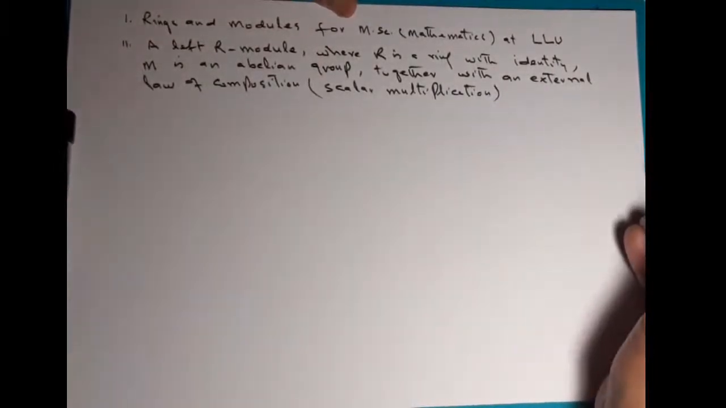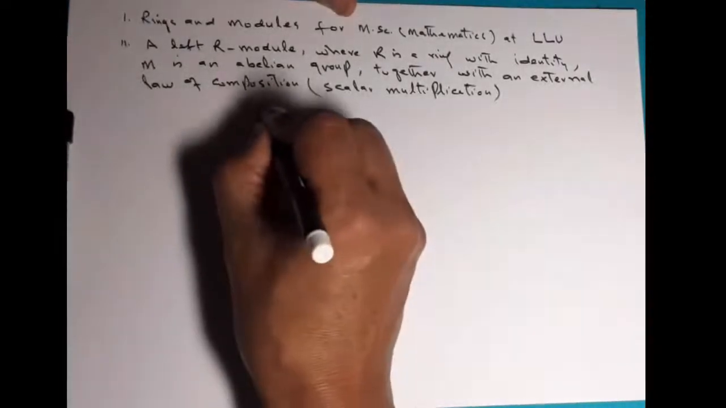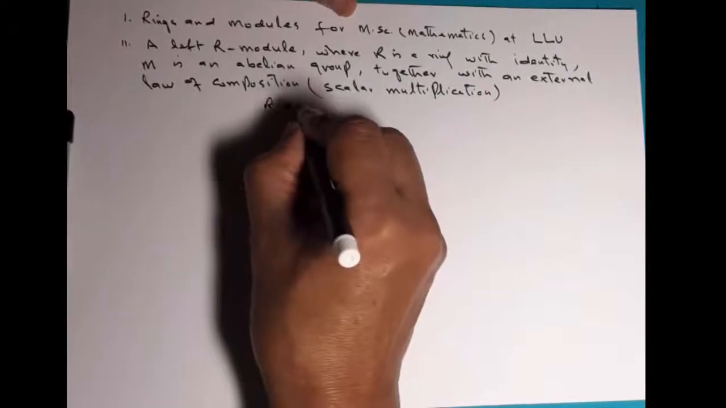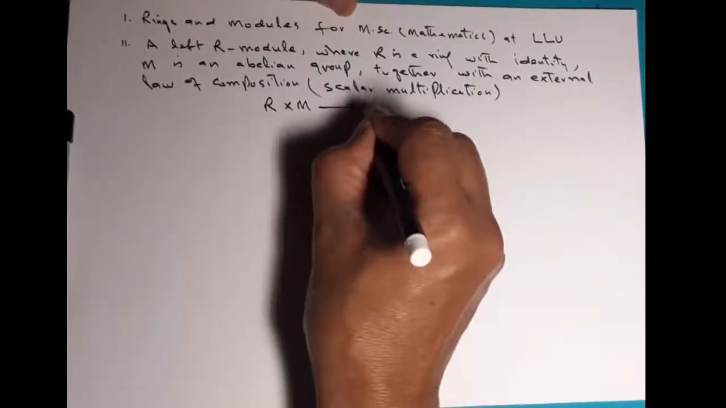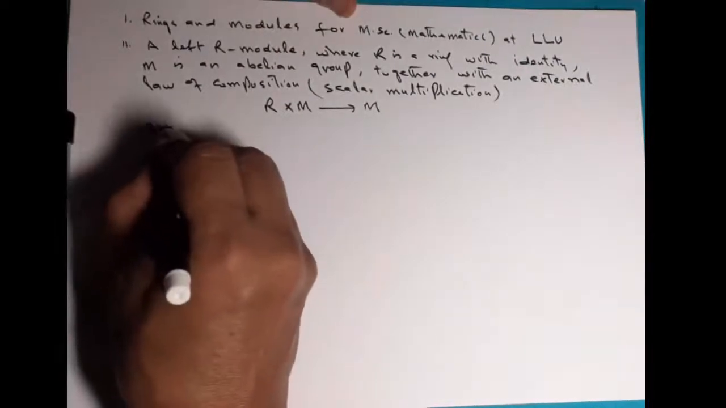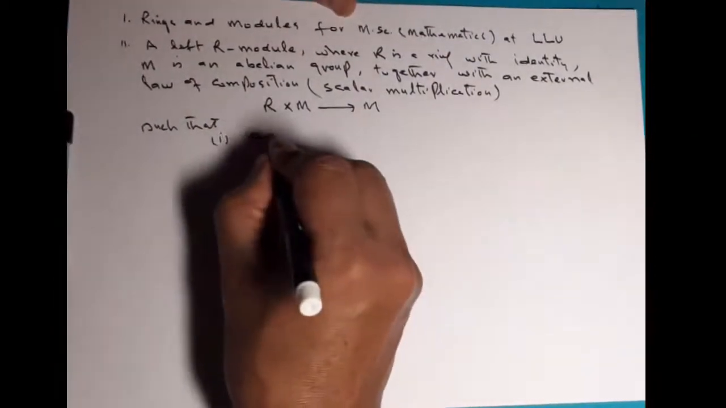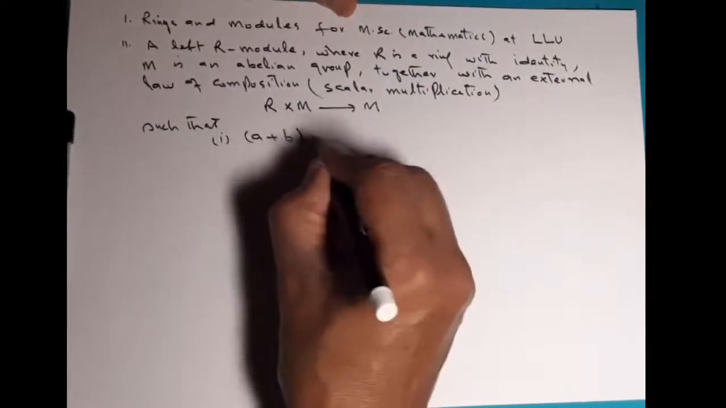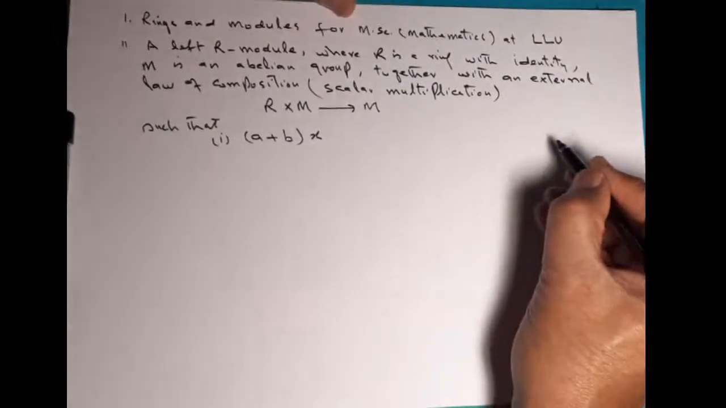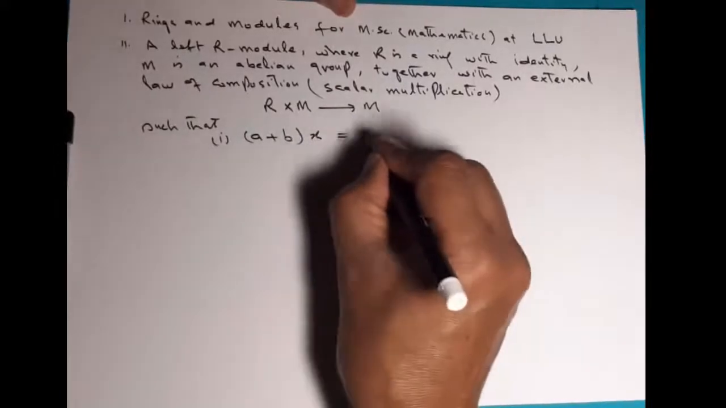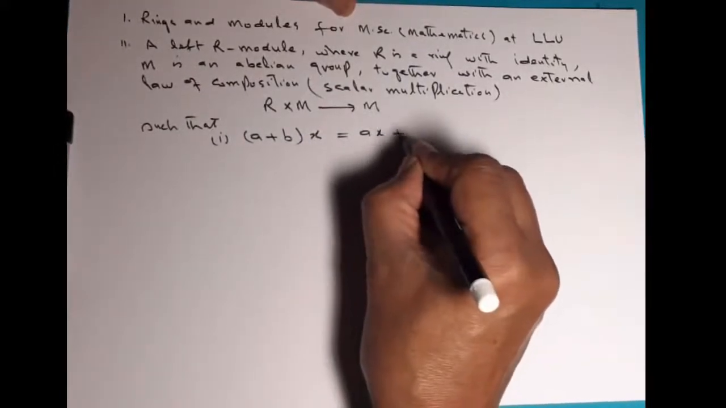And we denote it by juxtaposition and it is given as R cross M into M such that these are the conditions. First, (A plus B) multiplied with X, scalar multiplication, is equal to AX plus BX.